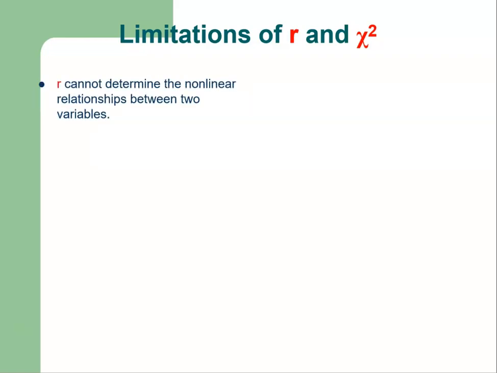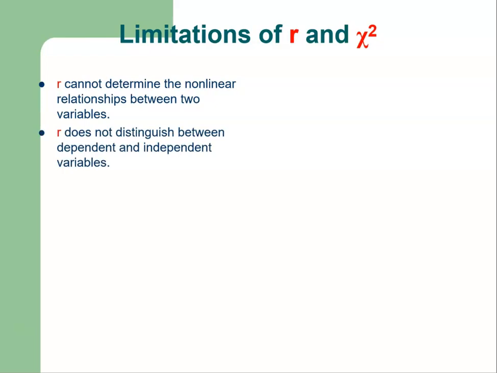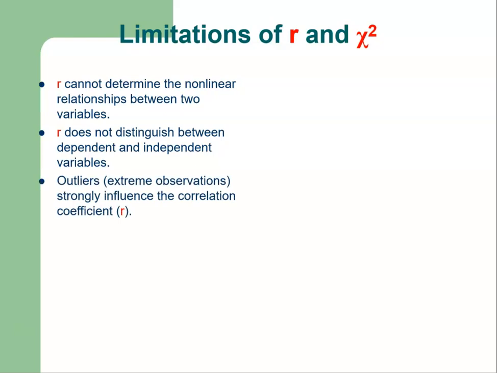The first limitation of the coefficient of correlation is that R cannot determine the non-linear relationships between the two variables. It only quantifies the linear relationship between the two quantitative variables. Secondly, the coefficient of correlation does not distinguish between the dependent and independent variable. We are not sure about which variable is dependent and which variable is independent, but it only quantifies the relationship between the two variables.